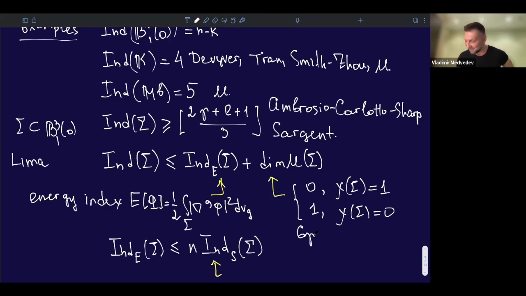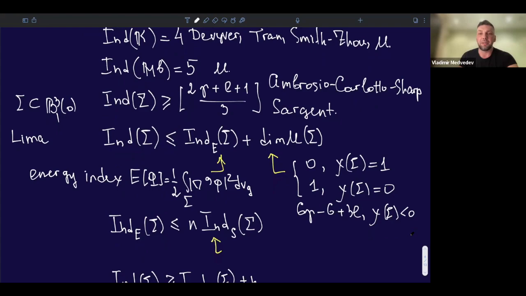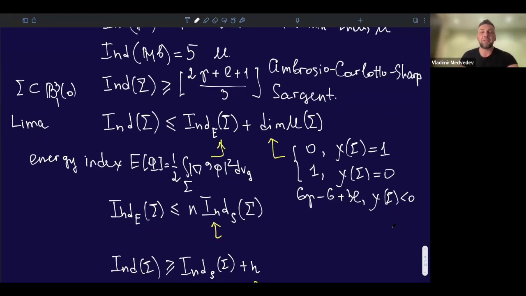It's 6 gamma minus 6 plus 3L for surfaces with negative Euler characteristic. So it depends only on the topology of sigma. What about another upper bound? So this bound, as I have already said, works with any free boundary minimal submanifold, any free boundary minimal surface. Here it's important that sigma has dimension 2.